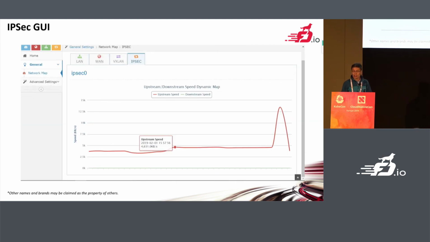Actually, we also developed a GUI to visualize the different features running on the uCPE POCs, such as the LAN, WAN, and VXLAN, and also IPSec. Here is the example for the IPSec. So we can see from this picture, we can get the statistics for the upstream and the downstream for the IPSec services.